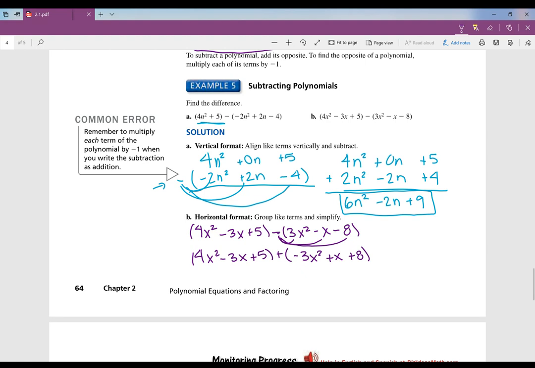So now we need to find our like terms and add them together. Let's look for our x squareds first. We have plus 4x squared and minus 3x squared. So that means we're doing 4x squared minus 3x squared, which is x squared, right? We only have one x squared left. Then if we look for our x's, we have a minus 3x and plus x. So minus 3x plus x is going to be minus 2x. And then 5 plus 8 is going to be 13. And that would be your answer for finding the difference between those two polynomials.